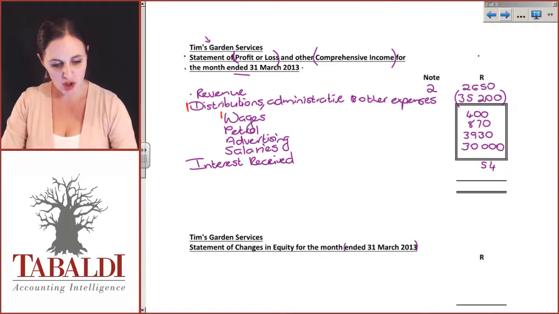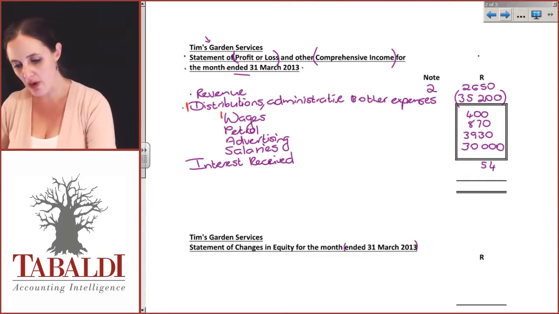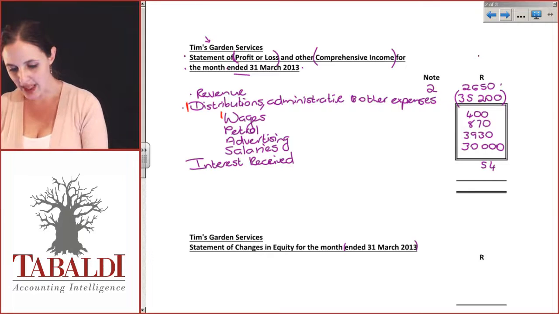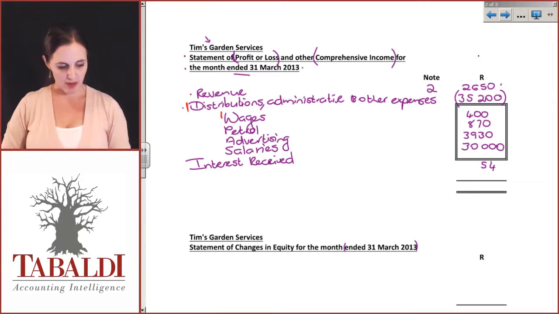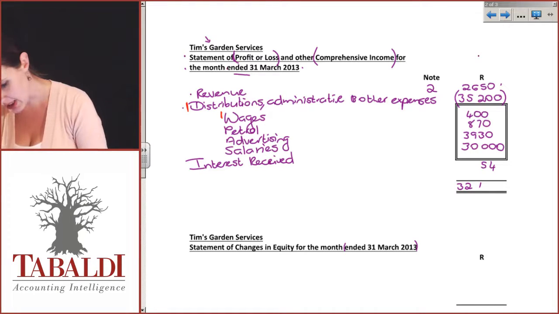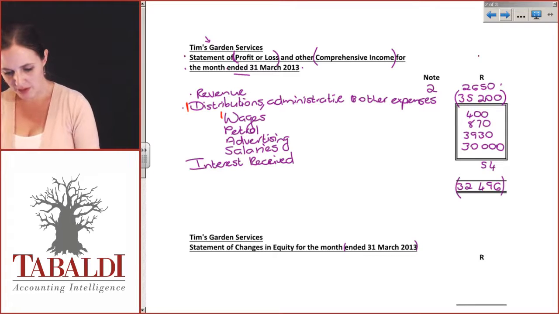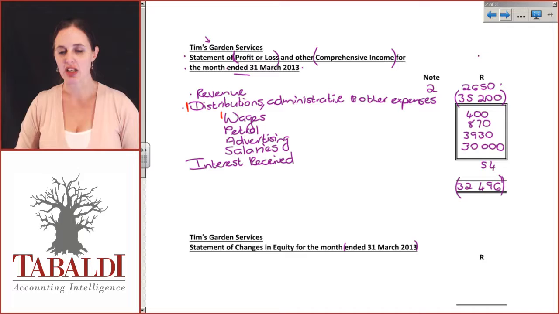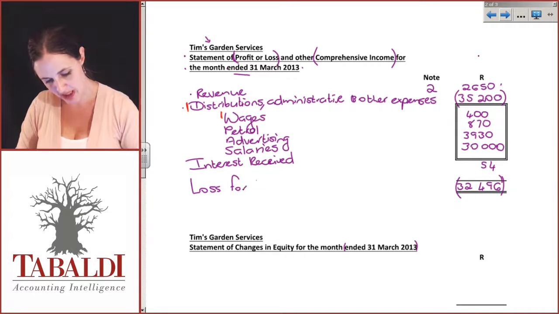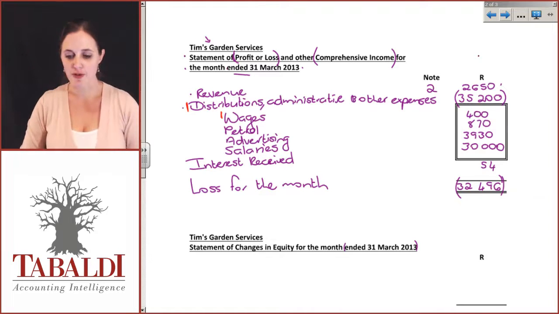So we now have our revenue, and we have our distributions, administrative and other expenses. Our revenue was 2650, and he had expenses of 35,200. We had other income, our interest received of 54, which gives me a grand total of 32,496. So this gives me an indication of the fact that he actually made a loss. So this is our loss for the month. His loss for the month.